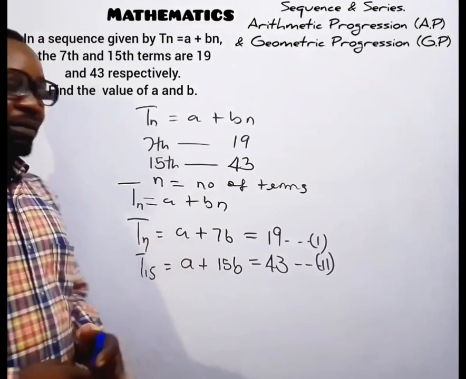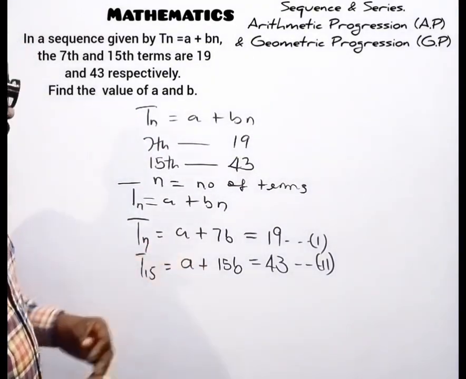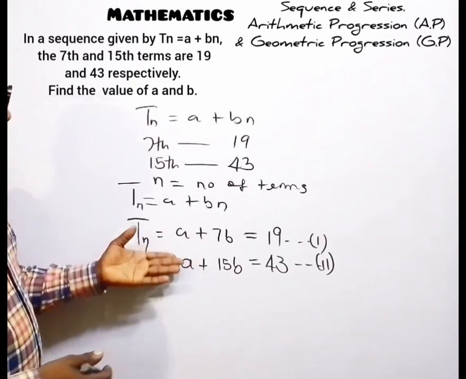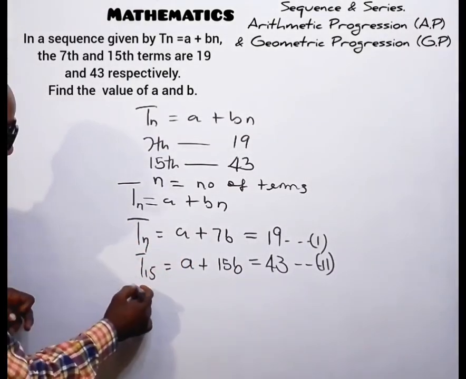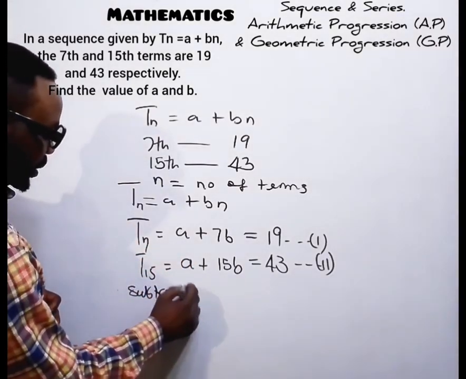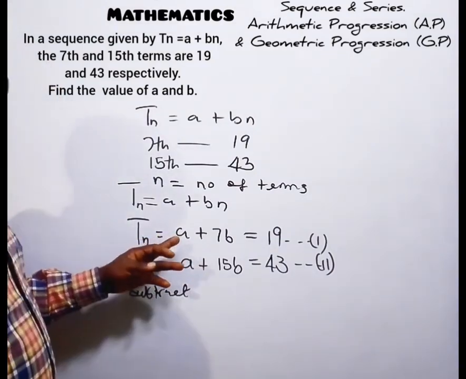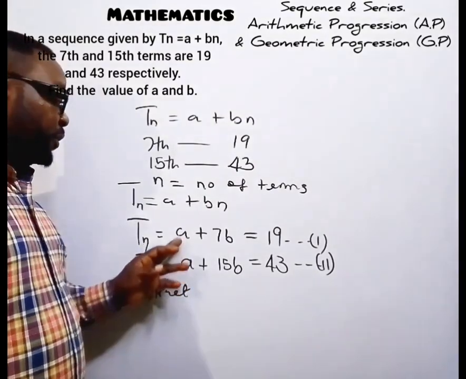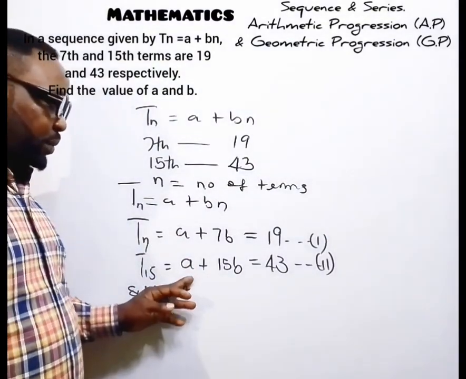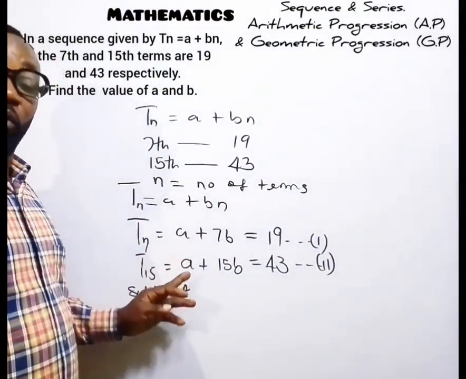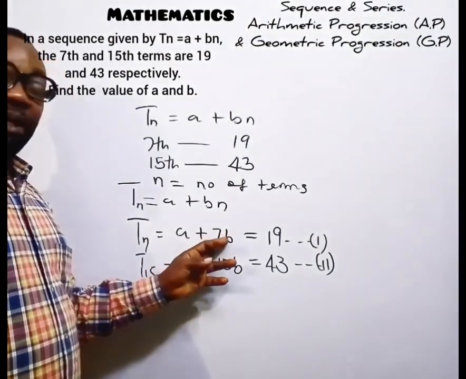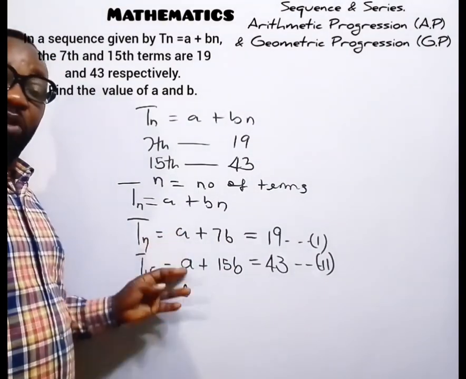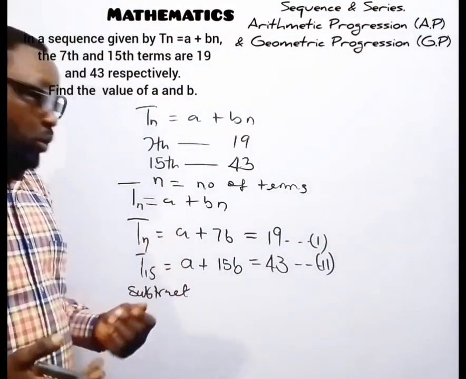Now in this case, I'm going to make use of what we call the elimination method by saying subtract, because I know that I have the same value of a in the first equation and the second equation. You can see that I have only one a here, but it is the b, that is, we have 7b here, and 15b here. Because I have equal value of a, I can quickly remove it.